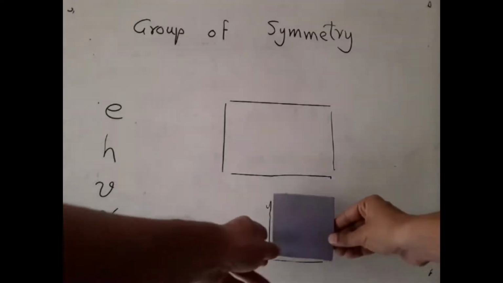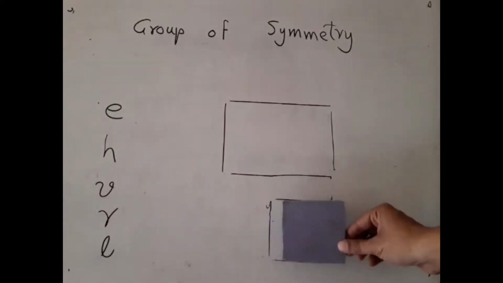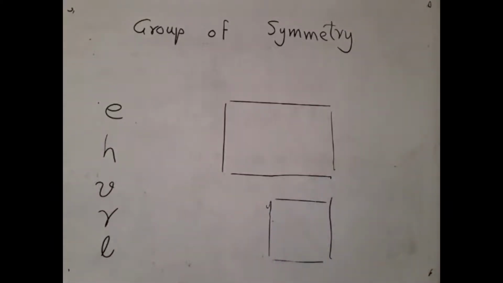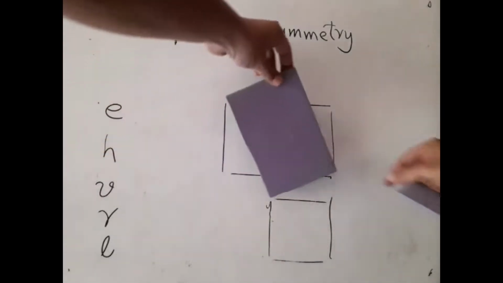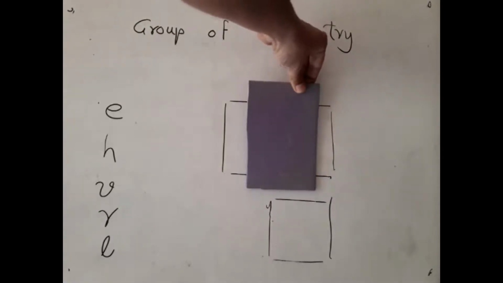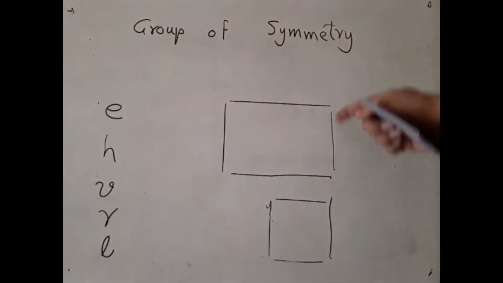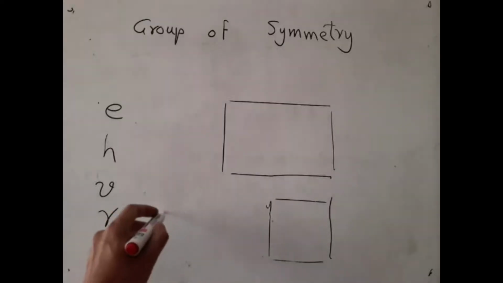I can take the square and rotate it just by 90 degrees. That is a new thing which was not possible in case of the rectangle, because if I take this rectangle, rotate it by 90 degrees like this, it is not fitting into the frame because the length is not same as the breadth. So in this case, I have some extra operations that I can do. So let me call it R90.